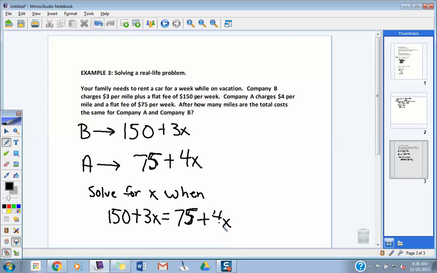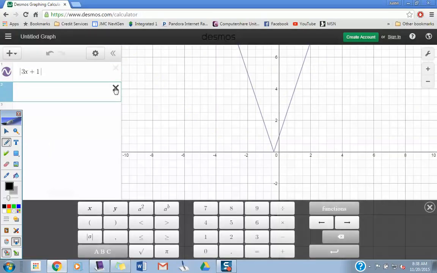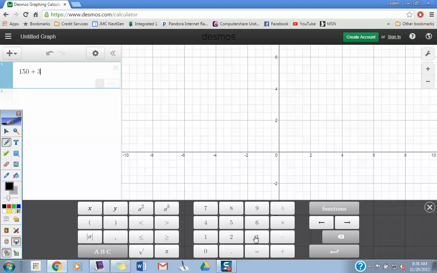All right, so back in here, guys, left-hand side of the equation. What do we put in there? 150 plus 3x. So let's do that. 150 plus 3x. Next one.